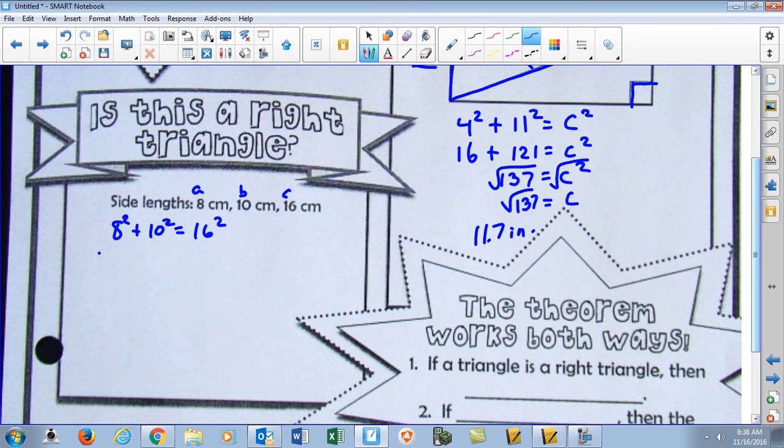So 8 squared is 64. What's 10 squared? 100. 16 squared? I know it's a little high. You might have to put that in your calculator.